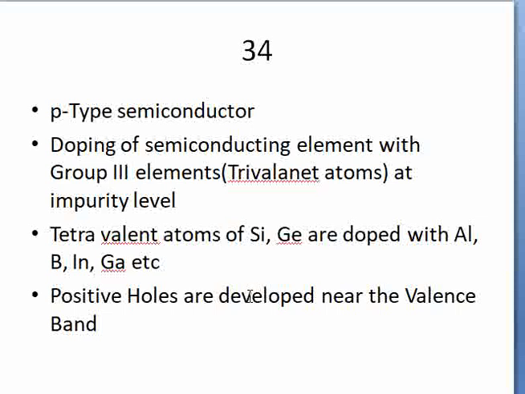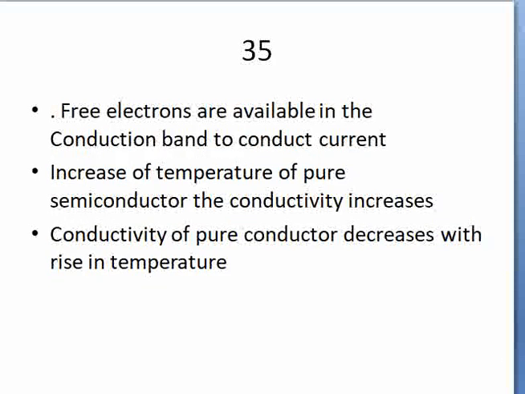Free electrons are in the conduction band. Keep that in mind. Free electrons are the ones that conduct electricity, so they are in the conduction band. Free electrons are available in the conduction band to conduct current. When the temperature of a pure semiconducting material increases, conductivity increases. Keep that in mind. But for a pure conductor, when temperature rises, the conductivity decreases.